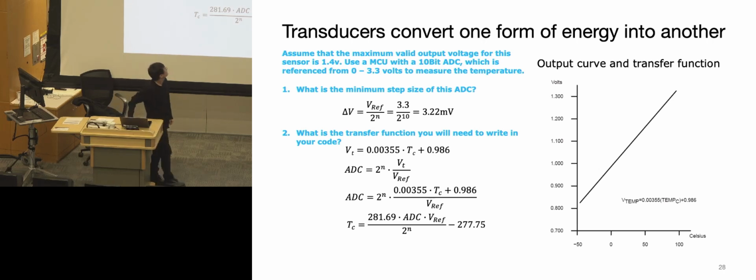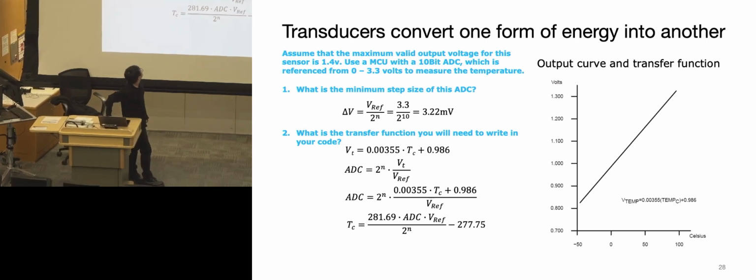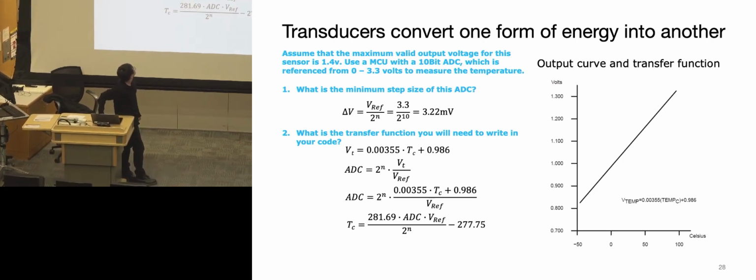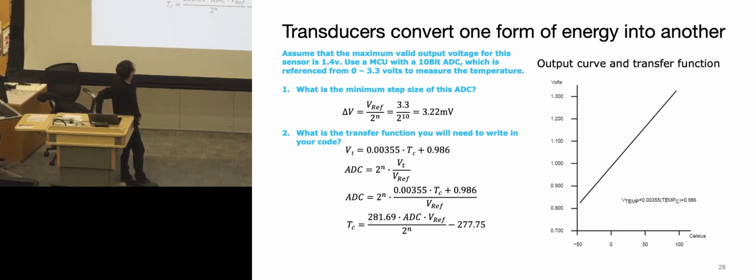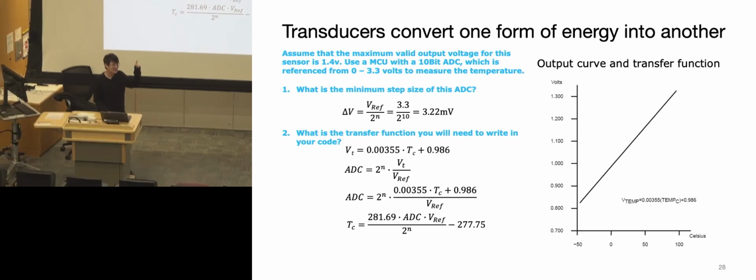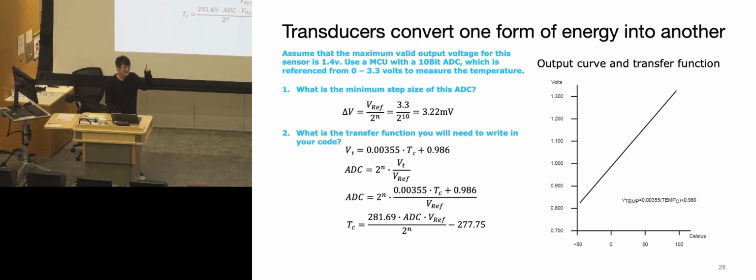I just had a question for the previous one. Why do we not do 2 to the 10 minus 1 for calculating the step size? Oh, yeah, we should do 2 to the 10 minus 1. My bad, I'll change that. But I think that the answer should still be the same, I hope. But yeah, it should be minus 1, sorry.